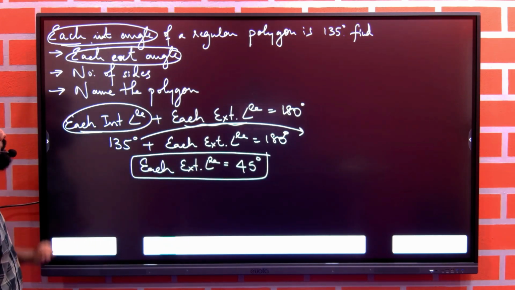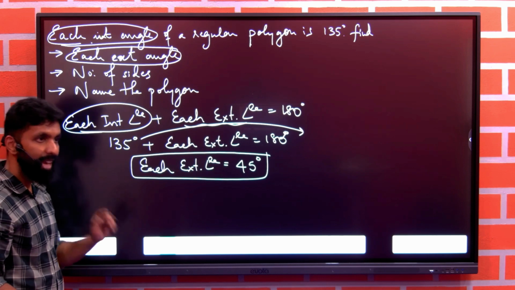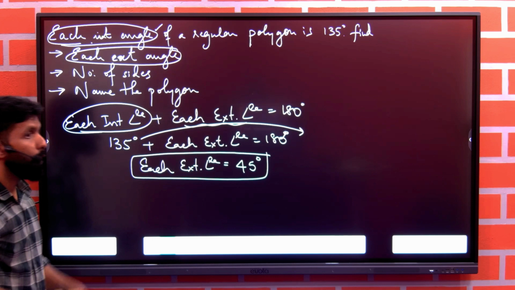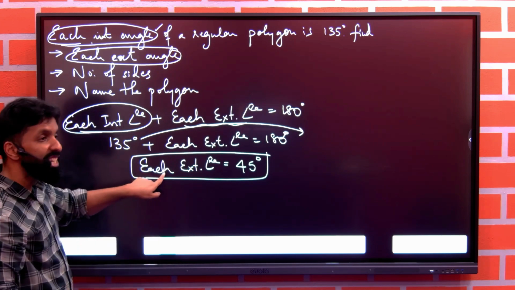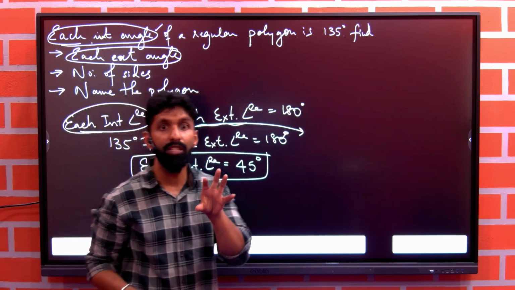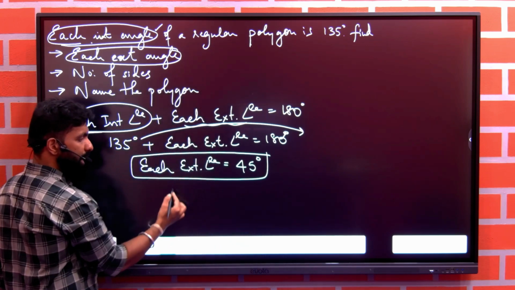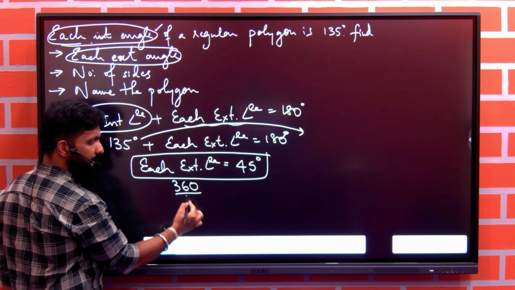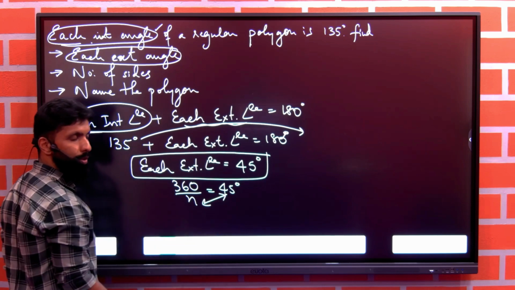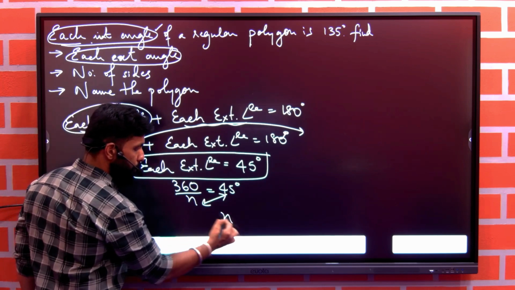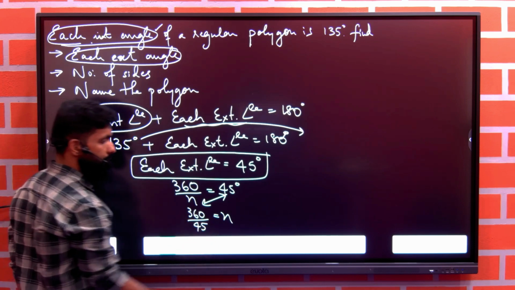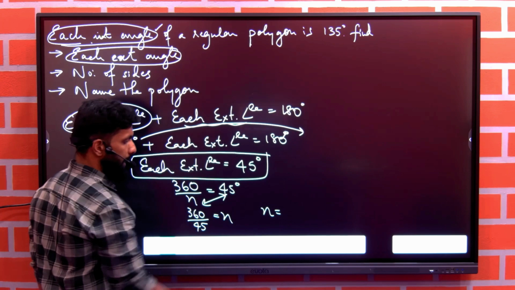The second subdivision says number of sides. Again, for number of sides, you can use each interior angle formula, which is big. You can also use each exterior angle formula, which is small. So normal human mentality, I go with the small formula. So what is each exterior angle? 360 divided by n is equal to 45 degrees. As always, swap these two. So n is equal to 360 divided by 45, right? So n is equal to 8 sides.